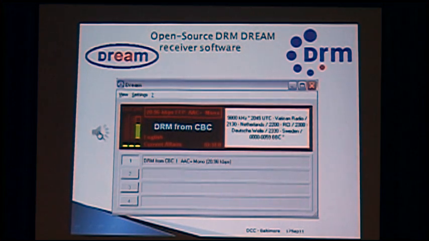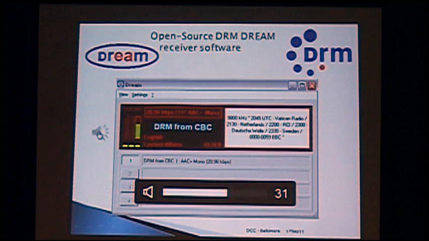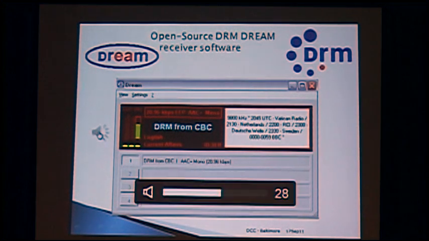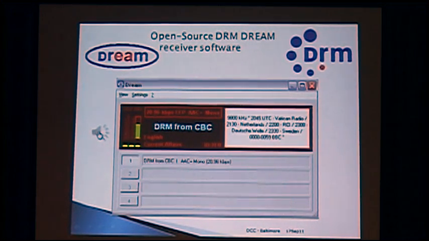This DRM transmission to the northeastern United States can be heard each day at 2100 hours UTC on 9800 kilohertz. I'll have some more clips of that. This is from our friends up in Canada. They broadcast daily in DRM.